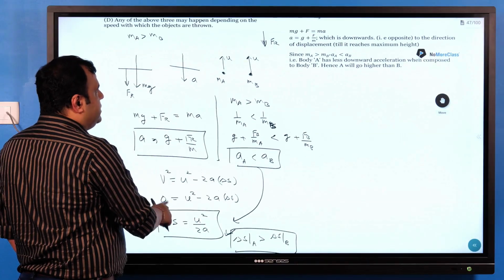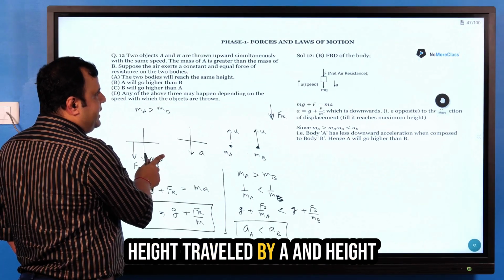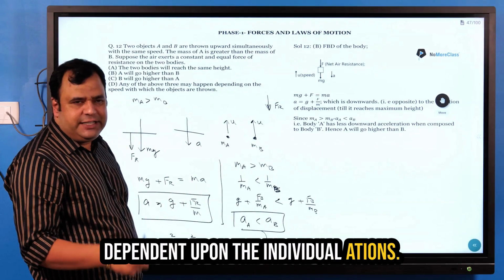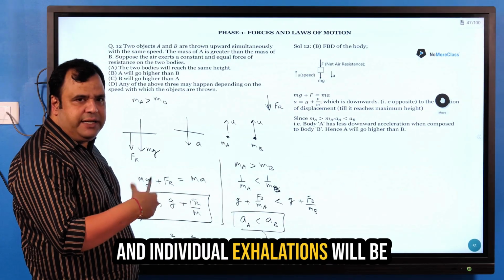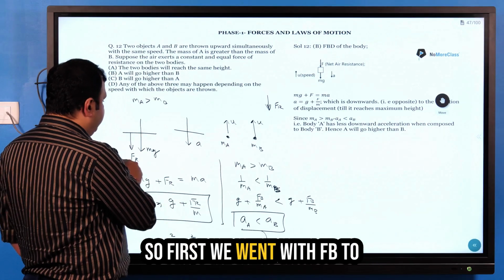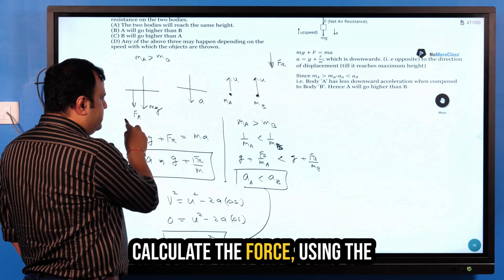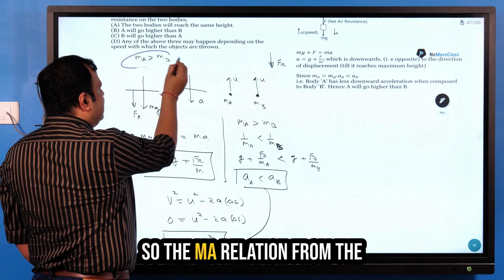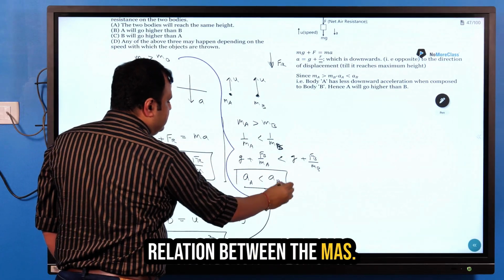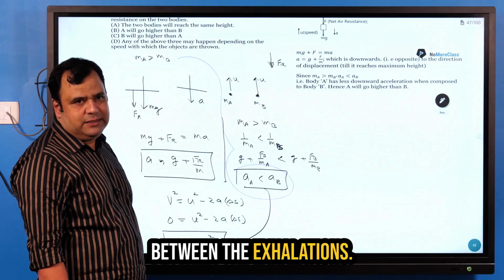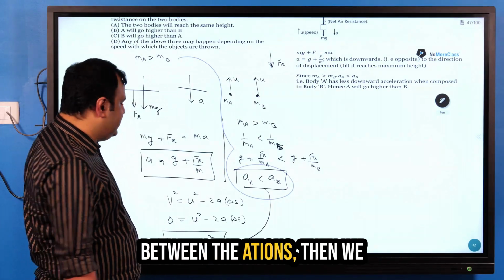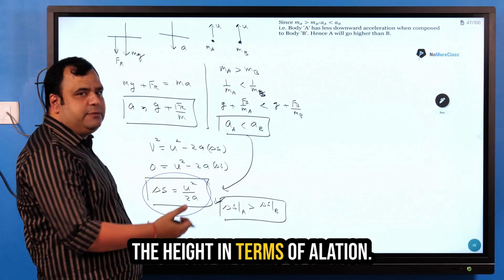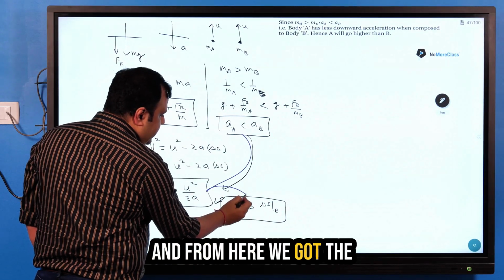One more time. This was the question about the height traveled by A and height traveled by B. We know height traveled will depend upon the individual accelerations, and individual accelerations will depend upon the individual forces. So first we went with the FBD to calculate the force, using the force to calculate the acceleration. From the relation between the masses, we got the relationship between the accelerations. Once we got the relationship between the accelerations, we went for the relationship between the height in terms of acceleration. And from here, we got the relationship between the heights.